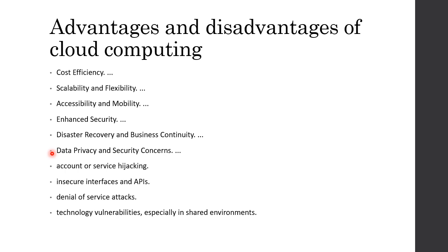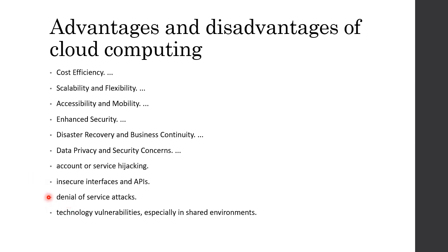Data privacy and security concerns. There is a bit of a disadvantage in this, that is data privacy. If somebody has my login information, they can peek into it. Okay? Account or service hijacking. If your account is hijacked, if your account is hacked, then all of your data can get lost. Okay? Insecure interfaces and APIs means there are several APIs through which we can access our hidden data.